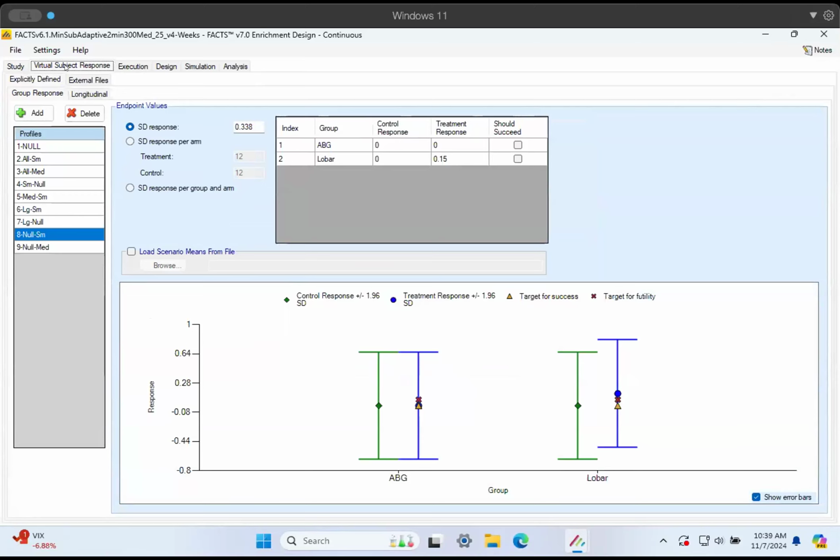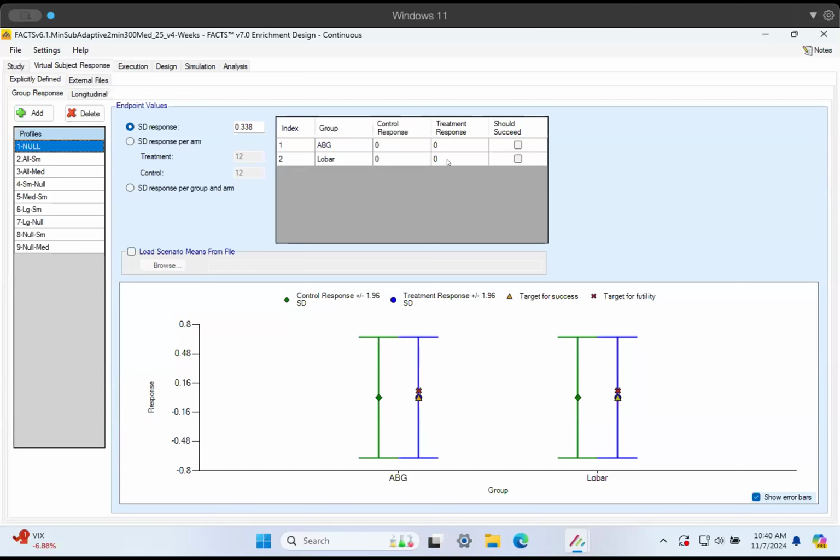Okay, so in the VSR, the virtual subject response tab, we're going to explicitly define our responses. And for each group, we do this separately. So you'll see these profiles are already added in here. But what we're looking at here is adding the control and treatment response assumptions for each of the location groups separately. We're going to leave the control responses at 0. We're not too worried about what the actual control response is. What we are worried about is the treatment response. And we're going to code this sort of as the difference from control. So we're going to leave all the control responses at 0, and we're going to put the treatment effects into this treatment response column.